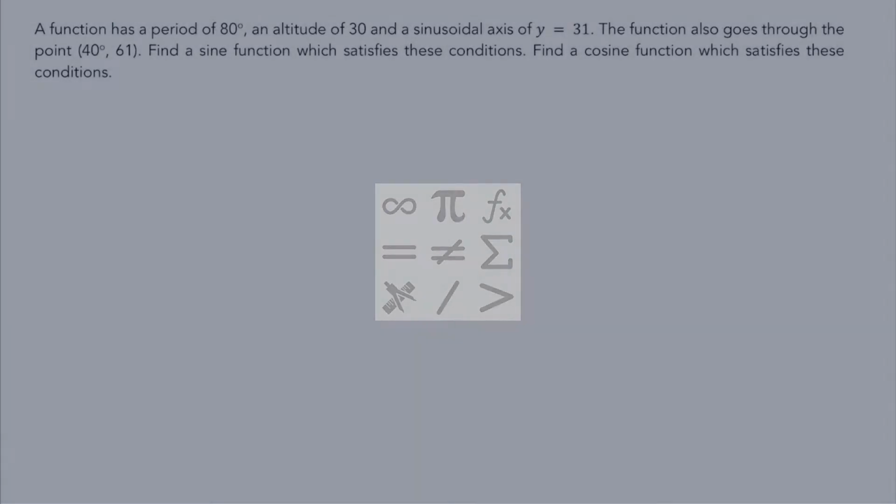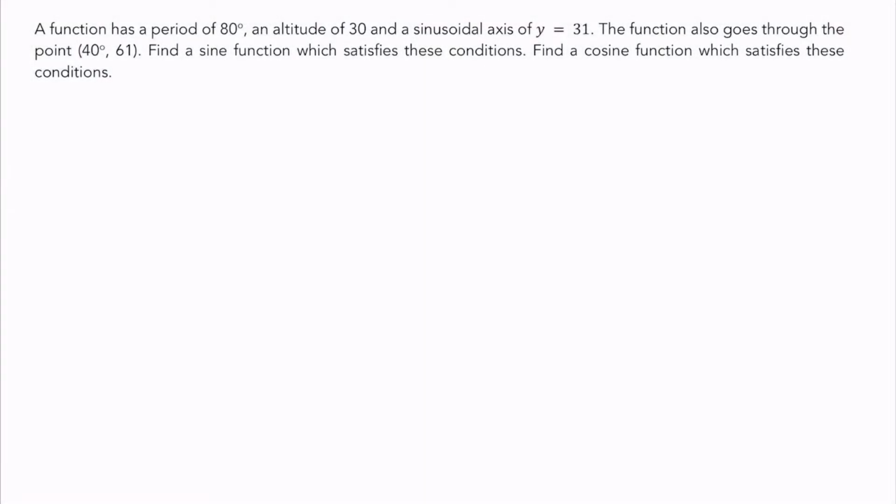Okay, in this question, I am asked to find a sine function which satisfies certain conditions, but also a cosine function which satisfies these same conditions. So I have a sine function, and I have a cosine function, and I have a whole bunch of conditions I need to meet for each equation. So first one is that it has a period of 80 degrees.